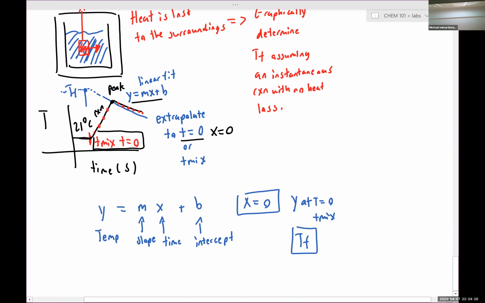Now, this is important to note. This can only be obtained graphically because the temperature we experimentally measure is the temperature that includes heat loss to the surroundings. So the temperature that we measure directly is not necessarily fully reflective of the actual heat generated from the reaction because some of that heat is lost.